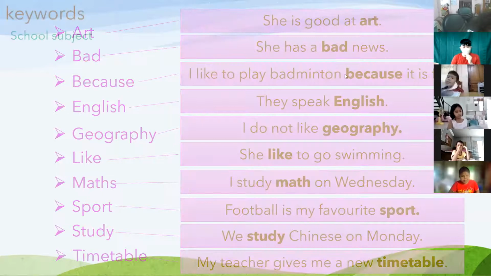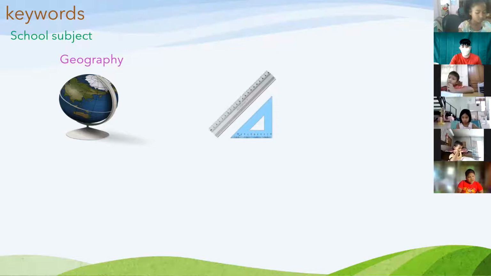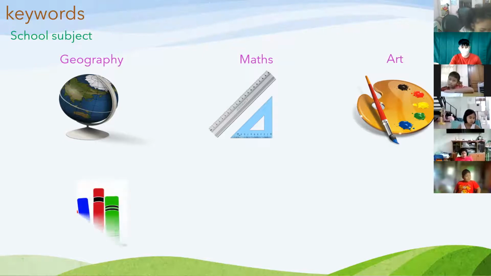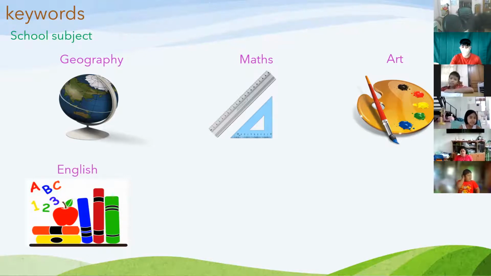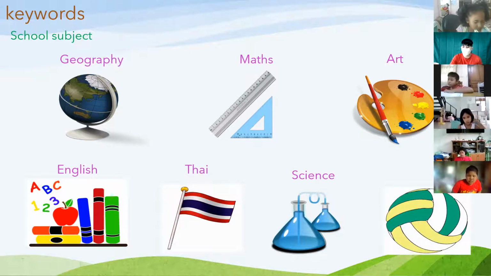Now let's proceed. We have the keywords here about school subjects. First one, we have this one. What do you mean by this one? Geography. Again, geography. Okay, the second one, we have the word math. The third, the word art. The fourth, the word English. Fifth, the word Thai. Sixth, the word science. Last one we have is sport.